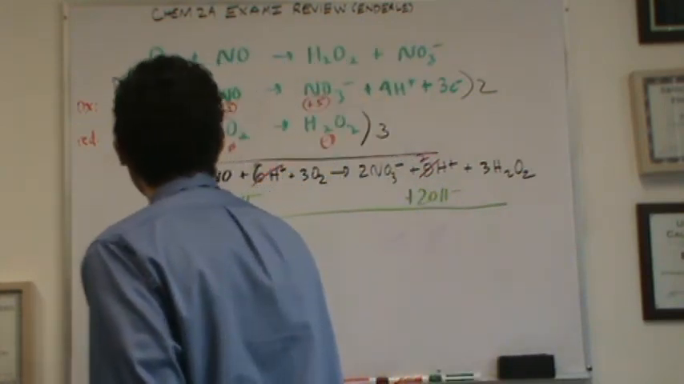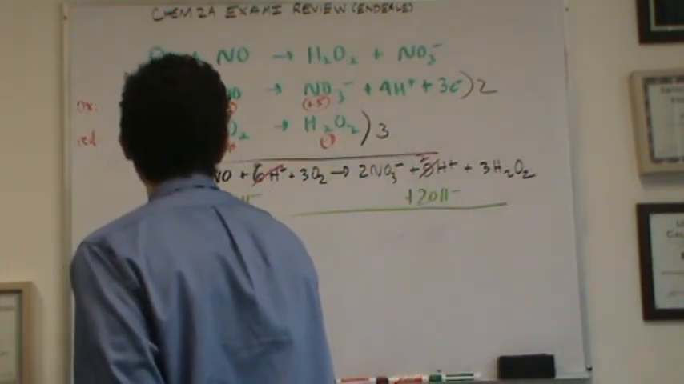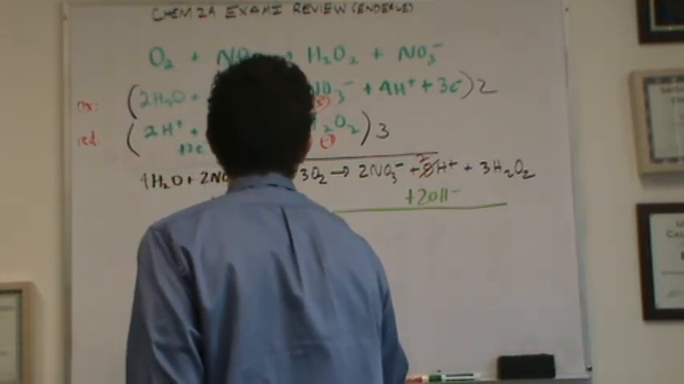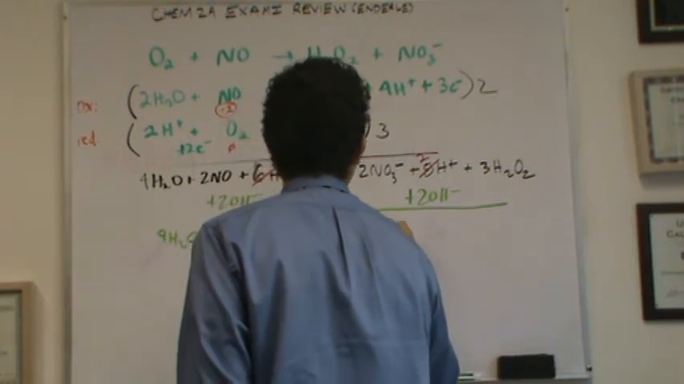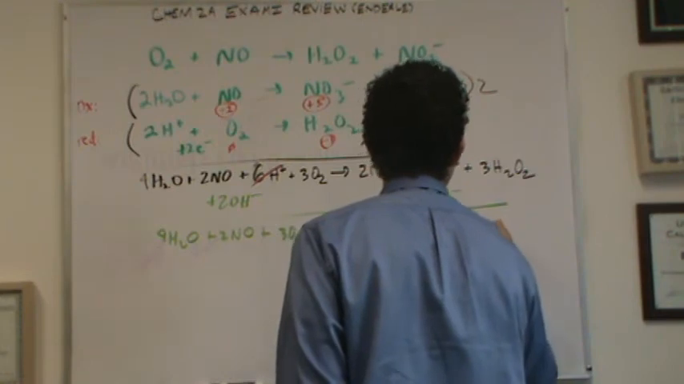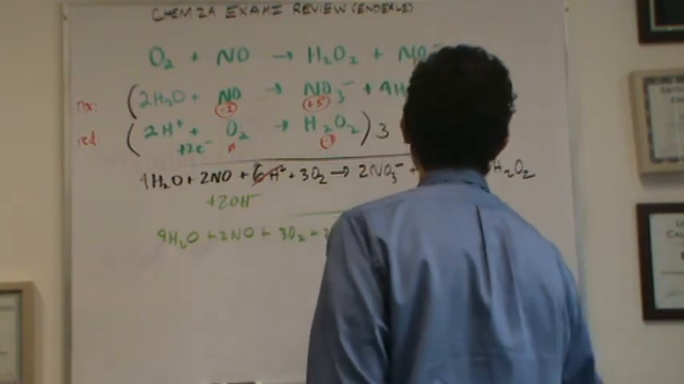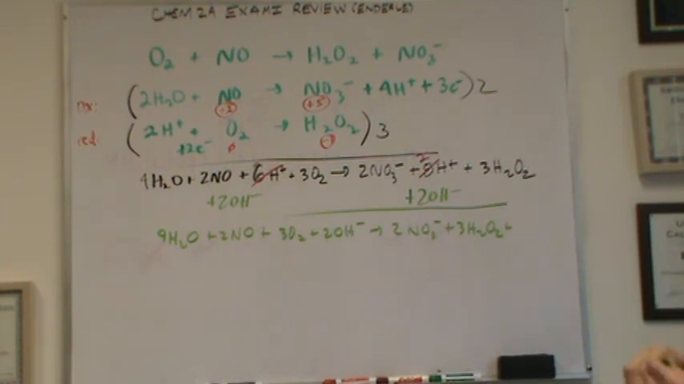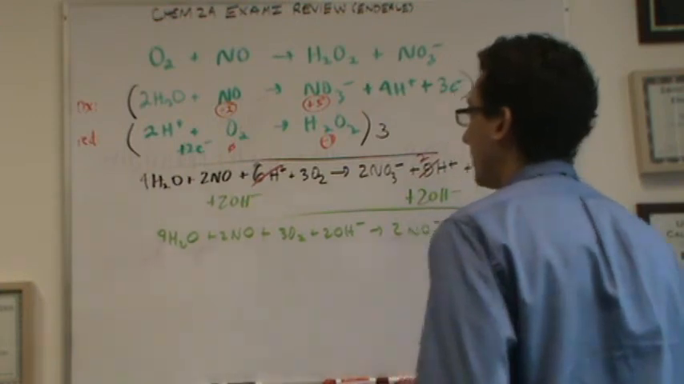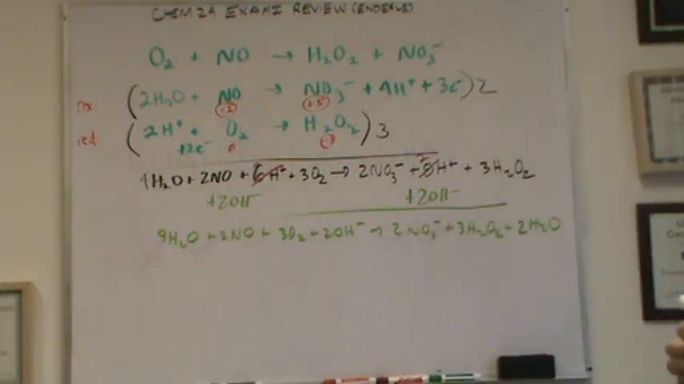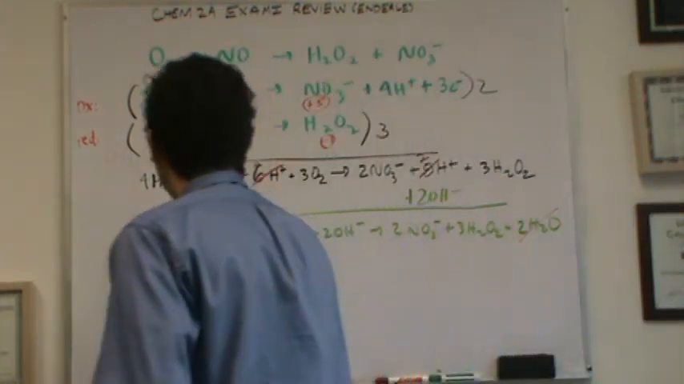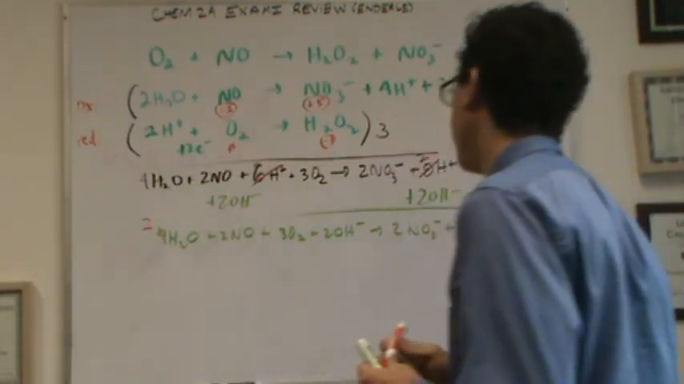Add that up, you get 4 H2O plus 2 NO plus 3 O2 plus 2 OH minus goes to 2 nitrates plus 3 H2O2 plus, now I have 2 H pluses and 2 OHs, so that's going to be 2 waters. Now notice the waters will simplify because there's 2 waters on the right. That'll cancel with the 4 on the left to make 2 on the left.